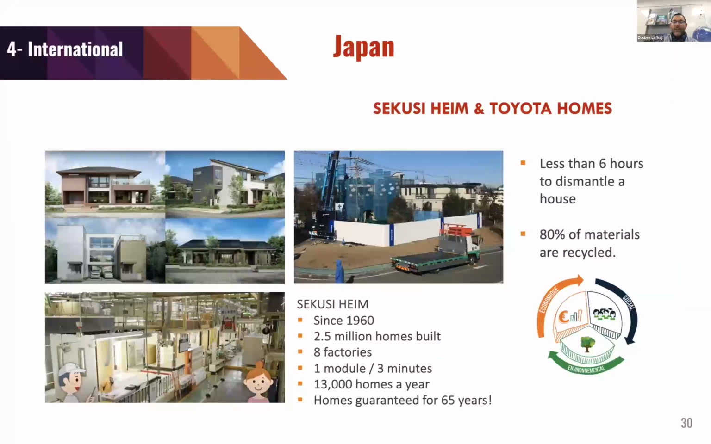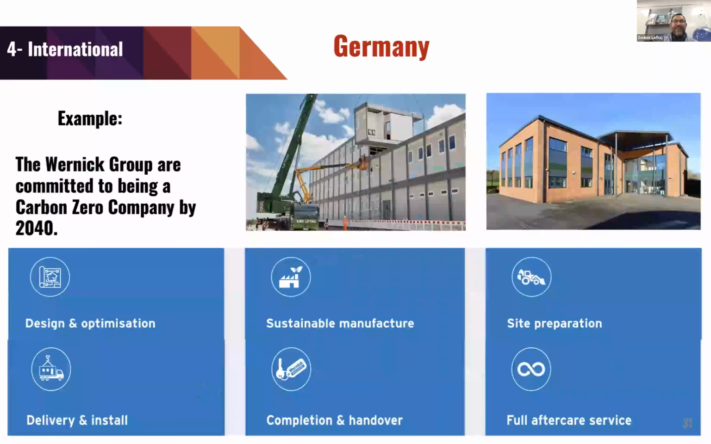In Japan, Sekisui House and Toyota Homes. Less than 6 hours to dismantle a house. 80% of materials are recycled. This is really interesting. Sekisui House since 1960, 2.5 million homes built, 8 factories, 1 module every 33 minutes, 13 homes a year, and homes guaranteed for 65 years. This is really important to know, the guarantees of homes.